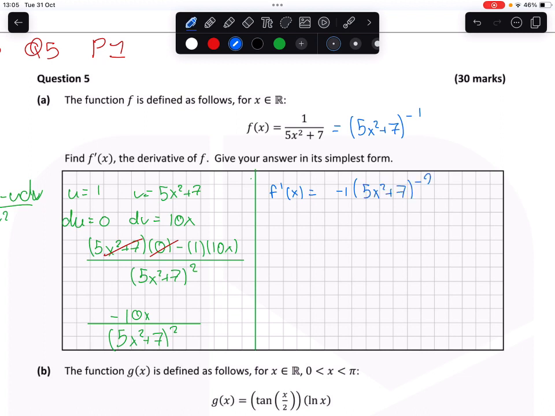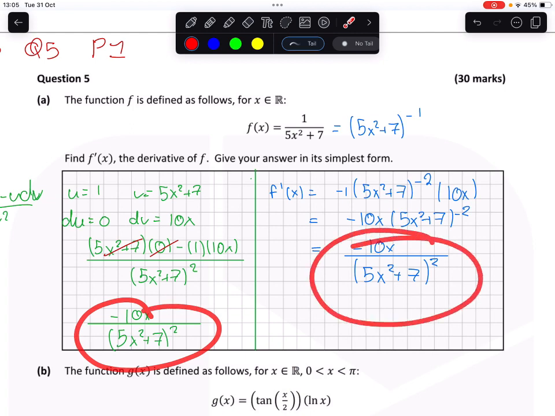dropped by 1, so we have the negative 2. And now with the chain rule, we also need to multiply by the derivative of the inner function. So this all gets multiplied by the derivative of 5x squared plus 7, which is 10x. If we multiply all that out, we have minus 10x multiplied by 5x squared plus 7 to the negative 2. Tidying that up, we have negative 10x all over 5x squared plus 7 squared. So you can see these two are exactly the same, just using two different methods.